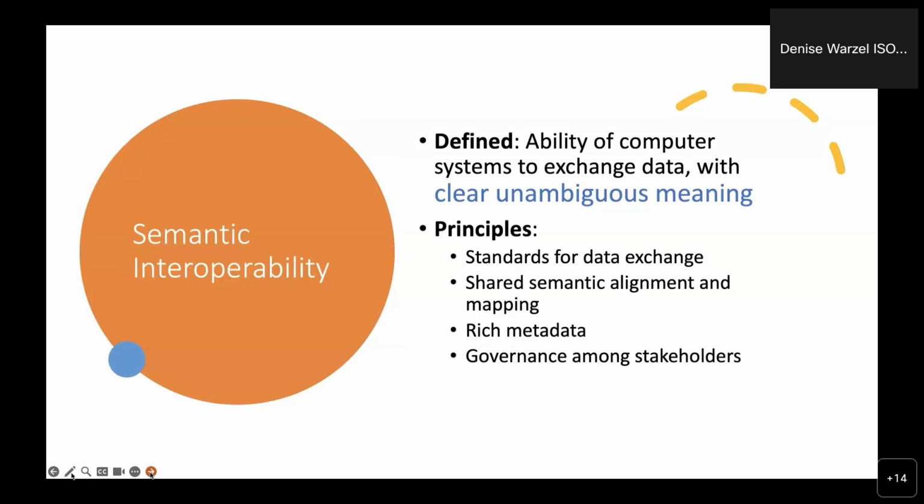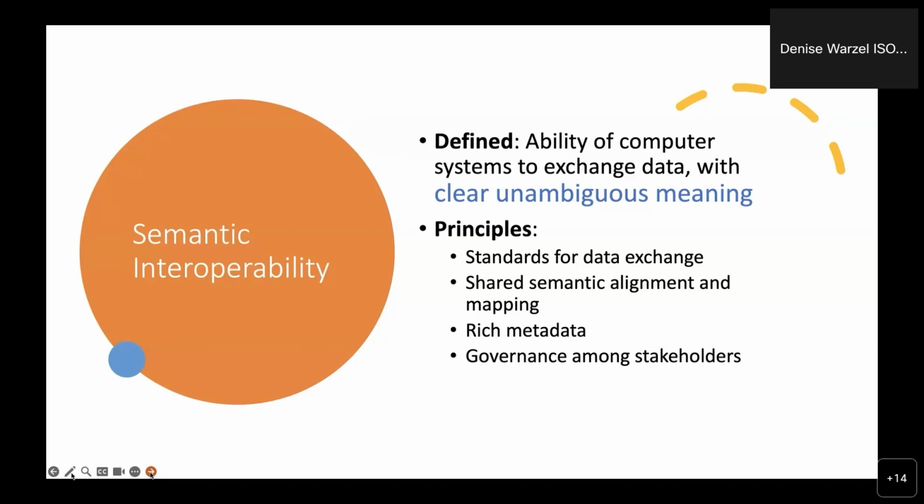There need to be standards for data exchange. You saw many of the folks talking about what those might be, such as XML and JSON. There need to be a shared semantic alignment and mapping. I think Sue talked about level 1, and others have talked about a common core. And that kind of shared semantic alignment is extremely important and can facilitate mappings across different domains.